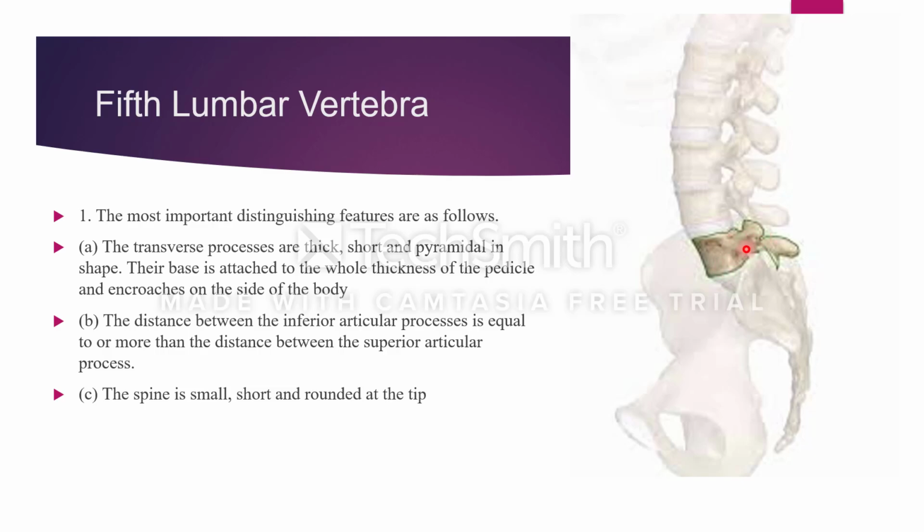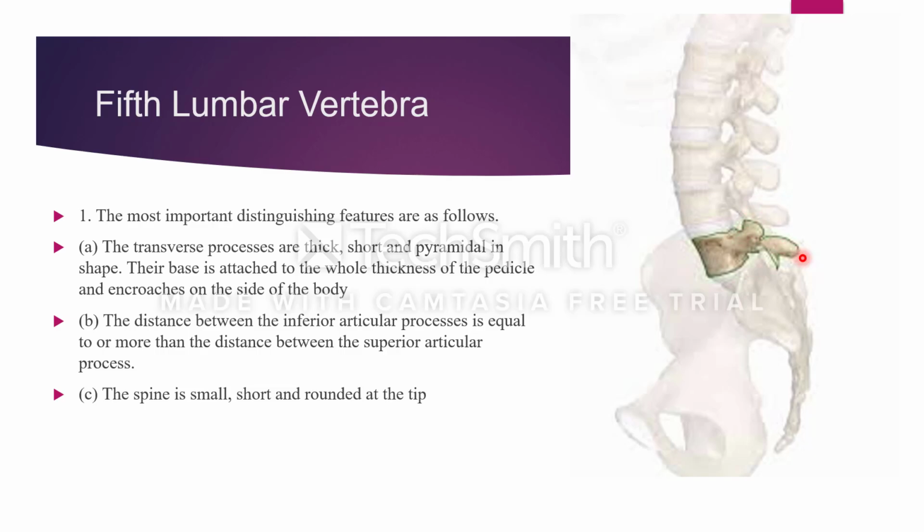That is, it is more in line with the side of the body or more attached to the side of the body. The distance between the inferior articular processes is equal to or more than the distance between the superior articular processes. This is the main difference which is present in the fifth lumbar vertebra. As we know, in the first four typical lumbar vertebrae, the distance between the superior articular processes was more and the distance between the inferior articular processes was less in each vertebra. But here what will happen? The distance between the inferior articular processes will be more or less equal, or they are farther apart from one another as compared to the superior articular processes.